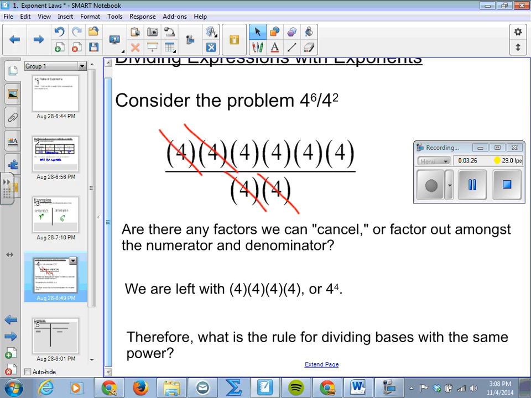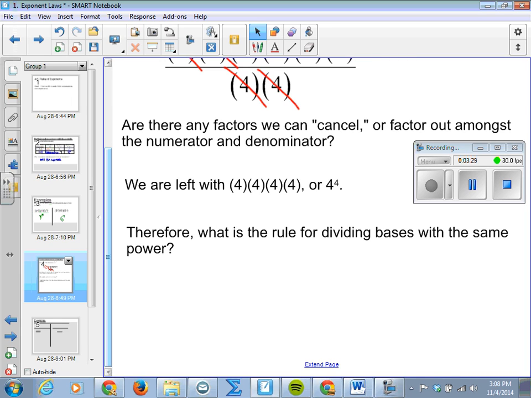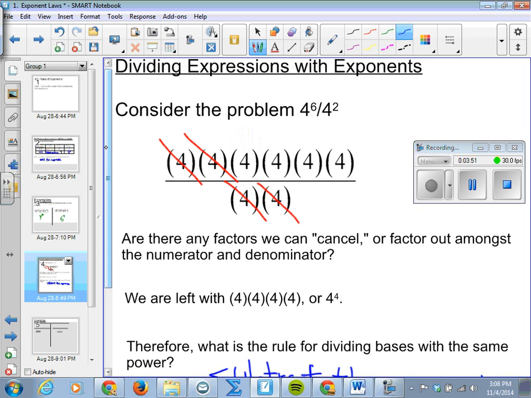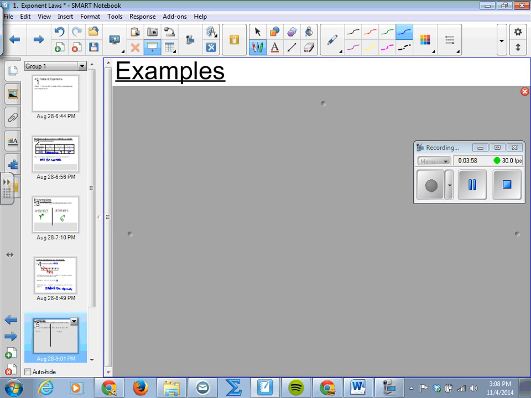So, shorter way of doing it without expanding, the rule for dividing bases with the same power, all we have to do is subtract the exponents. Let's go back to where we were. 6 minus 2 leaves us with 4. So subtract the exponents. Go ahead and try it out.